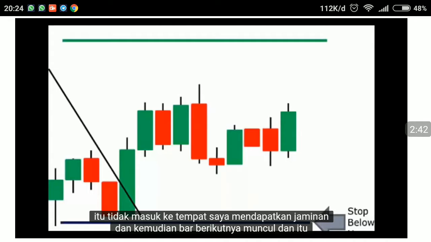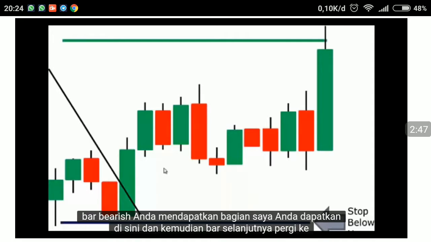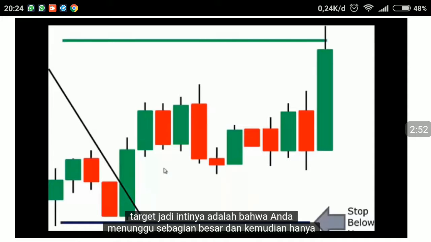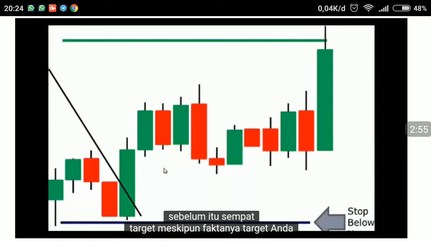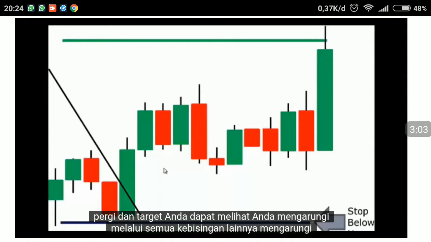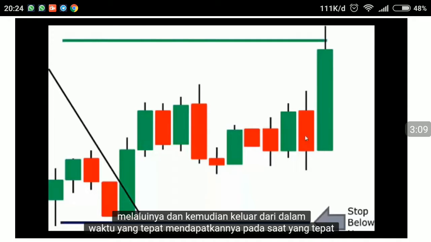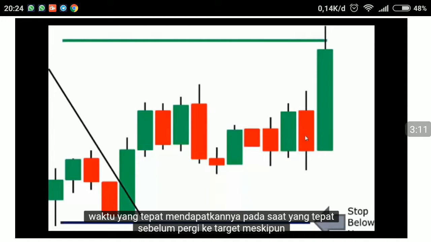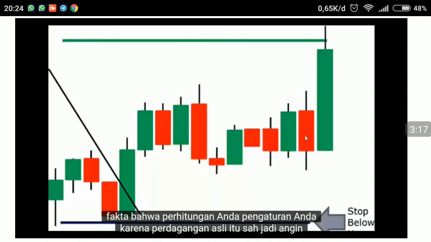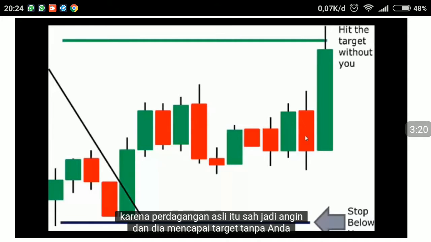And then the next bar comes up, and it's a bearish bar. You get out here, and then the next bar goes to target. So the point is that you waited through most of it, and then just before it had the chance to get to target, despite the fact that your target and your stop were in pretty good shape, you bailed out prior to the last bar going to target. You can see you waited through all of that other noise, and then got out at the inopportune time, just before it went to target. Despite the fact that your calculations and your setup for the original trade were valid, it wound up hitting the target without you.